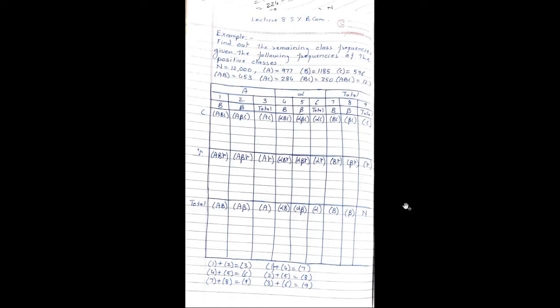See this example. Find out the remaining class frequencies given the following frequencies of positive classes. Value of n is given as 12,000. Frequency of class A is 977. Frequency of class B is 1185. Frequency of class C is 596. Frequency of class AB is 453. Frequency of class AC is 284. Frequency of class BC is 250. Frequency of class ABC is 127.